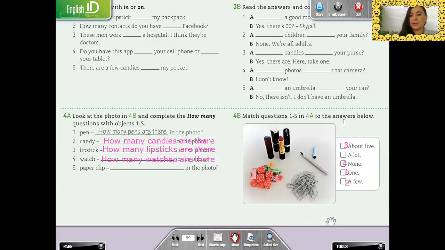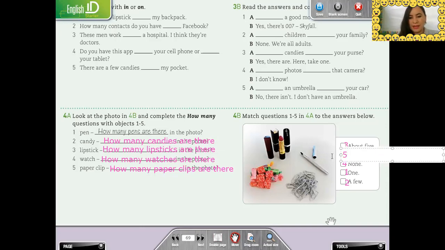And number 5, paperclip. What about paperclip? How many paper clips are there in the photo? A lot of paper clips. Yes. How many paper clips are there? Okay. Here we have, and the answer is a lot.